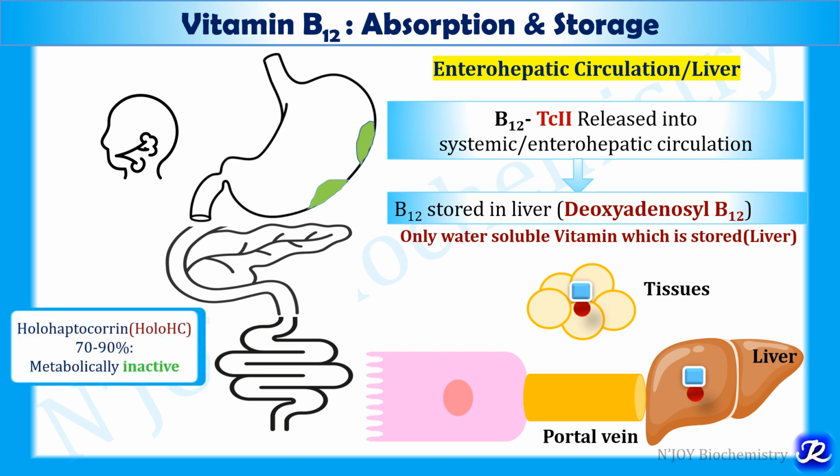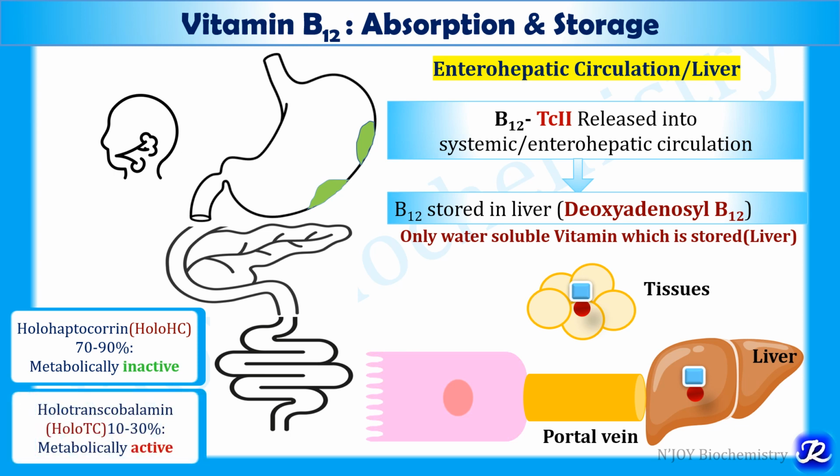In the circulation, 70 to 90% of vitamin B12 is bound to haptocorin, and it is called holohaptocorin. It is a metabolically inactive form. And 10 to 30% is the metabolically active form, which is bound to transcobalamin, also called holotranscobalamin.